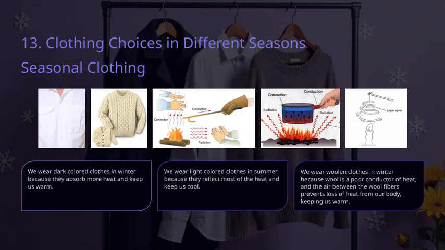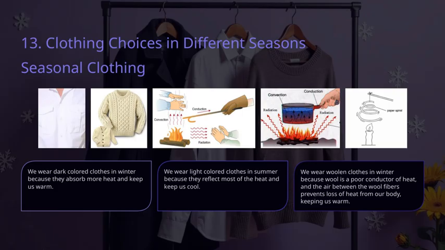In winter, we tend to wear dark-colored clothes. The reason for this is that dark colors absorb more heat from the sun, which helps keep us warmer in cold weather. Conversely, in summer, we prefer light-colored clothes because they reflect most of the heat, helping us stay cool under the hot sun. Now, an interesting fact is about woolen clothes in winter.